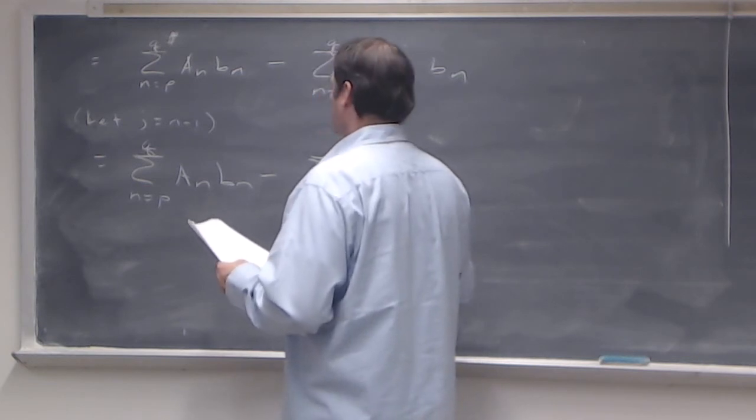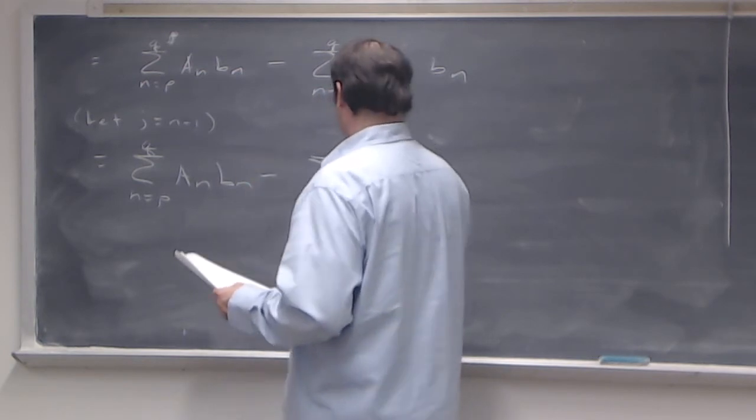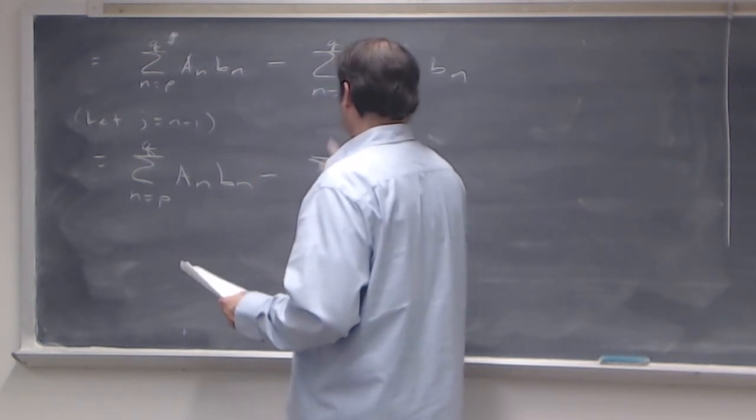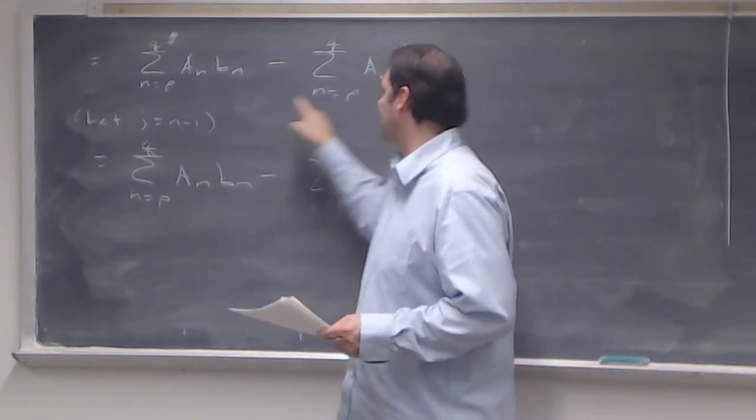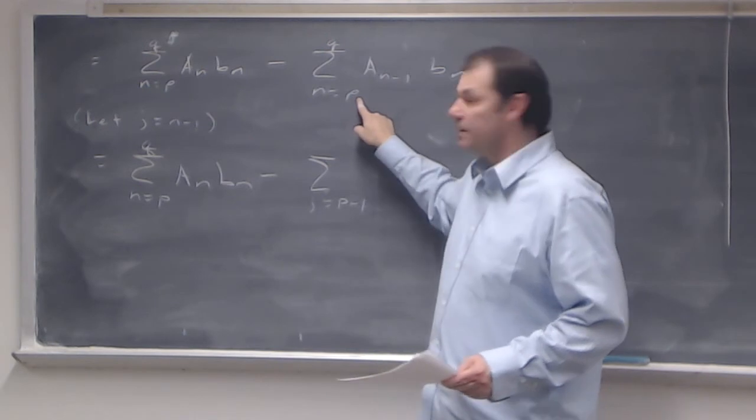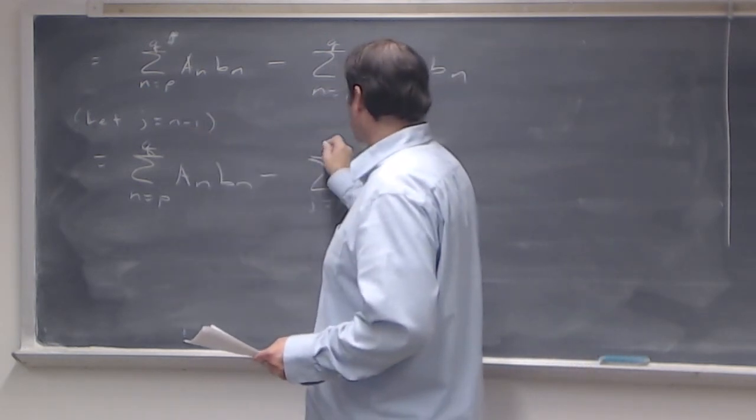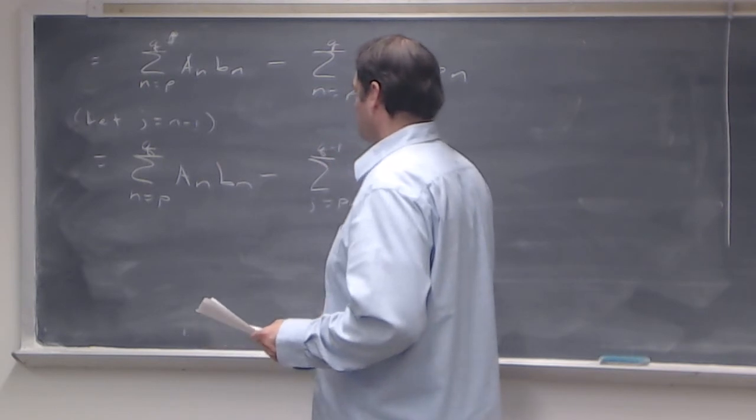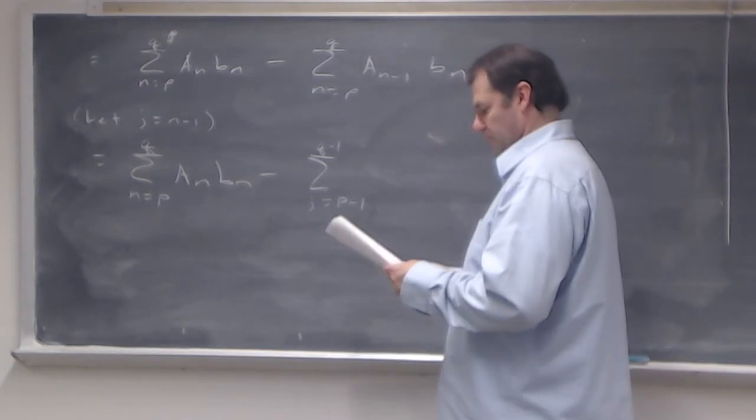I'm sorry, P minus 1. So let me look at that. Yes, so the J is 1 less than P. That's what made me say there. So if N starts at P, then J is 1 less than N, so J is going to start at P minus 1, and it's going to go up to Q minus 1. Okay, so I'm letting J be equal to that in this sum only.